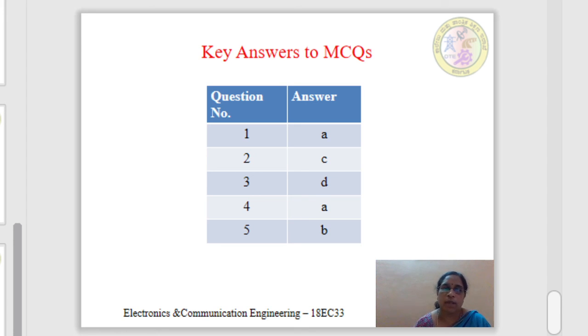So with this we come to the conclusion of this session. In the next session we will see the different operating conditions for the JFET.